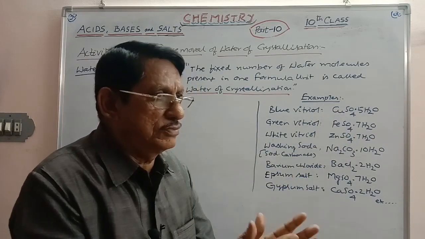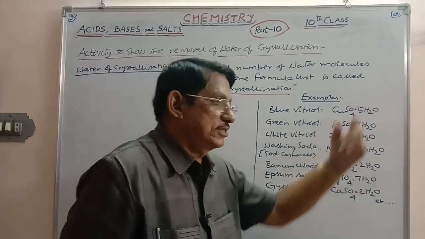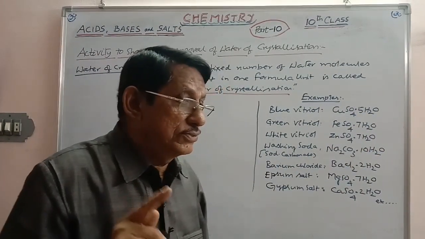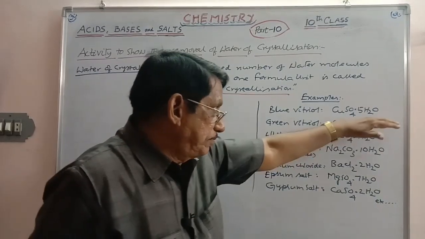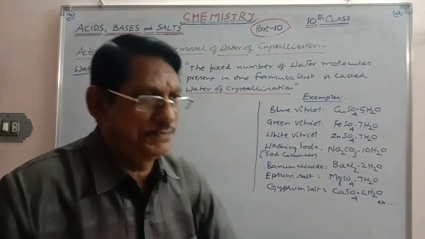These 5H2O molecules are present attached to the copper sulfate unit. So this is the water of crystallization. Actually, you have to know one point. Due to the presence of this water of crystallization, copper sulfate has a blue color.